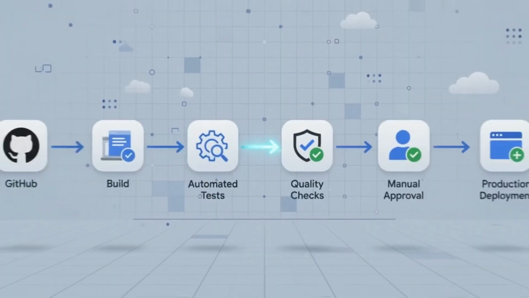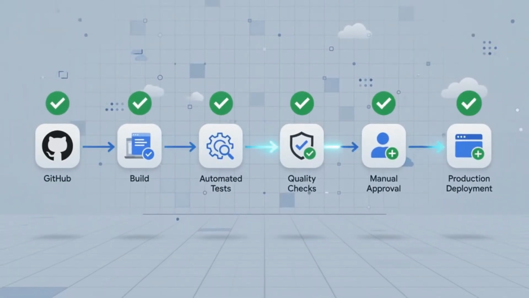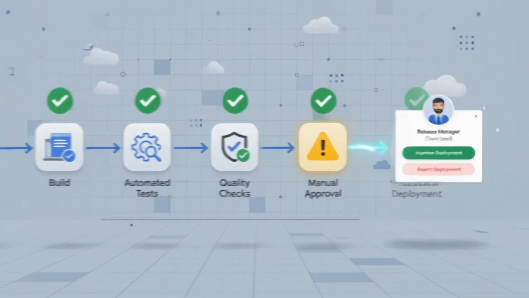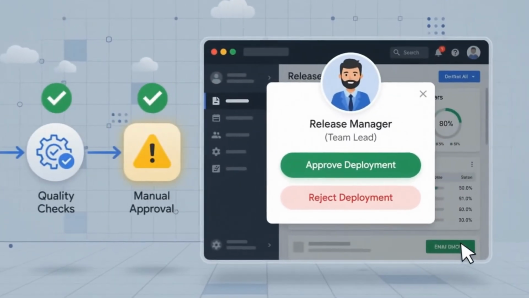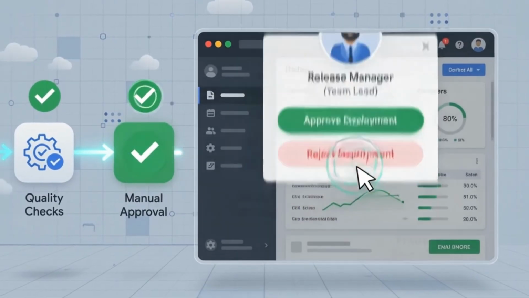However, instead of releasing it automatically, the pipeline pauses and waits for a manual approval. A release manager, team lead, or product owner reviews the changes and decides whether to deploy them to the production environment. This provides an additional layer of control for business-critical applications.